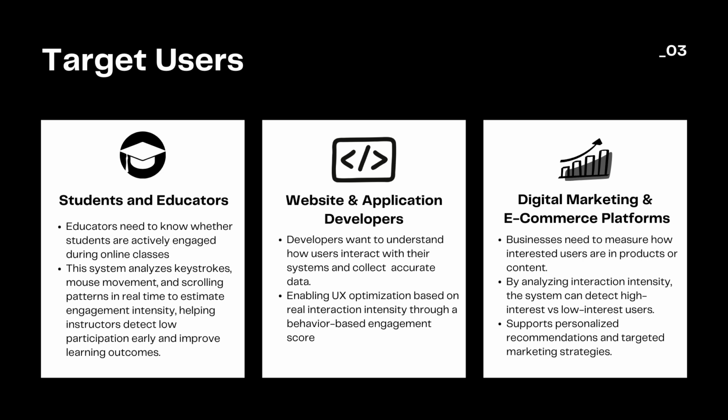First up, who's this really for? Well, a live demo showed it's targeting 3 core groups. You've got students and educators, right? For them, it can spot low participation in online classes in real time, which could really improve learning. Then there are developers. They can use it to see how people actually interact with their apps to make the user experience way better. And finally, digital marketers. This is huge for them. They can tell high-interest users from low-interest ones and totally tailor their strategies.